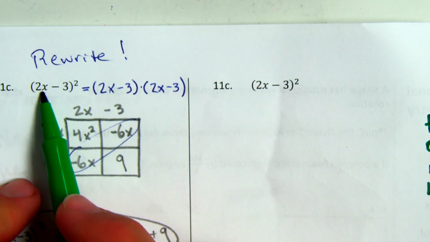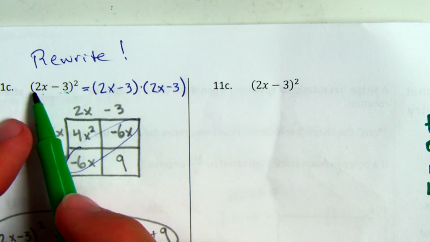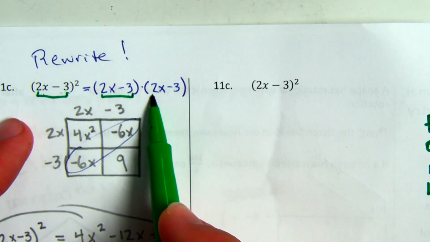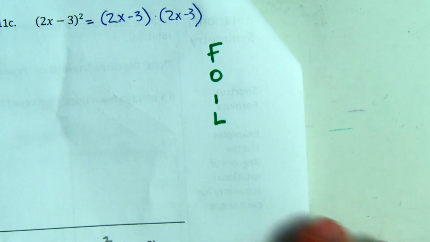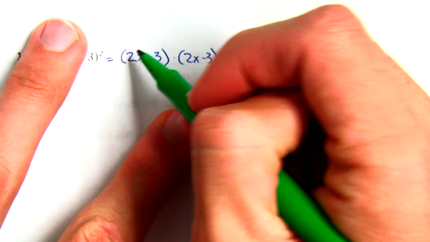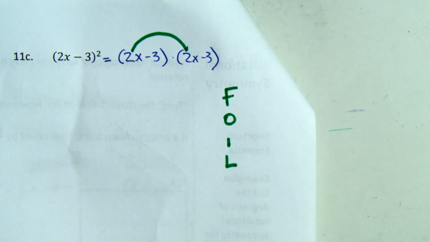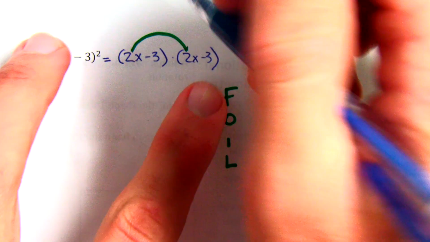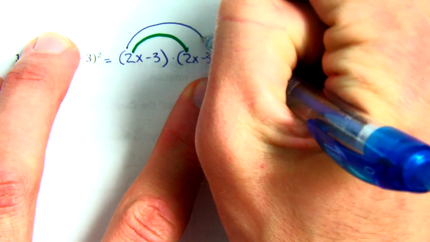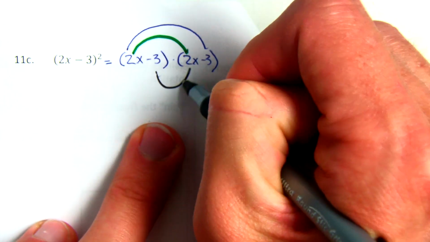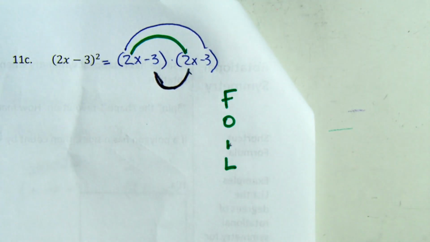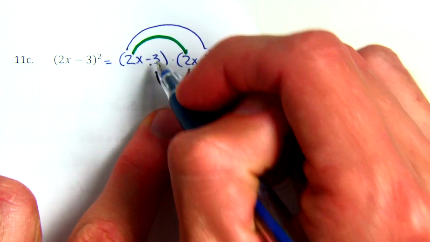So when you square a binomial, when you square something, you multiply that something by itself. So let's rewrite it. That's step one. And after we rewrite it, let's use FOIL. Those are the first terms. Here's the outside terms. I stands for inside. Let's multiply the two inside terms. And then the last terms in each binomial.